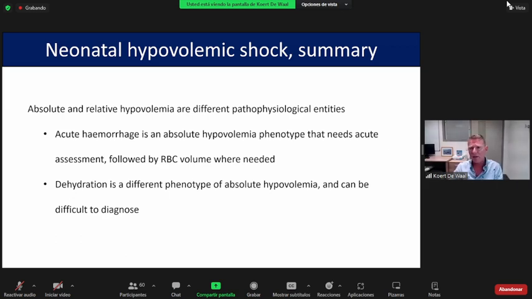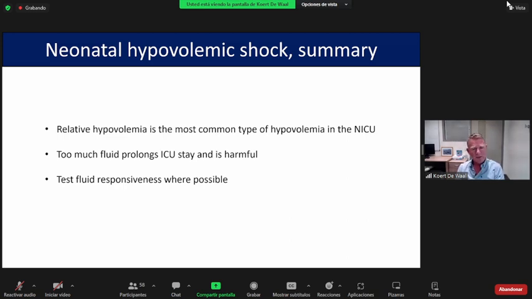So I'm going to end here with the last two summary slides, where I hope I have explained that hypovolemia is different. There is absolute hypovolemia and relative hypovolemia, and these are different pathophysiological entities. We know that acute hemorrhage is an absolute hypovolemia phenotype that needs acute assessment followed by blood cells where needed. We know that dehydration is a different type of absolute hypovolemia, but also that it can be difficult to diagnose. I have shown you that relative hypovolemia is a different type, and I think it is the most common type of hypovolemia in the NICU.